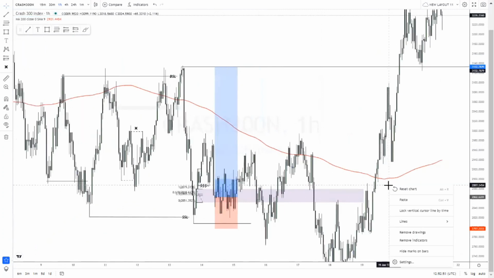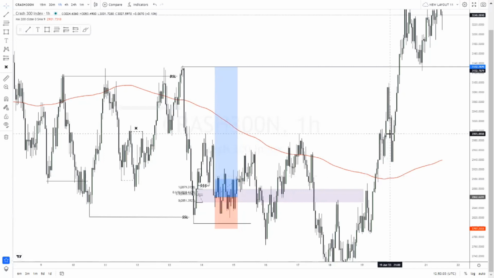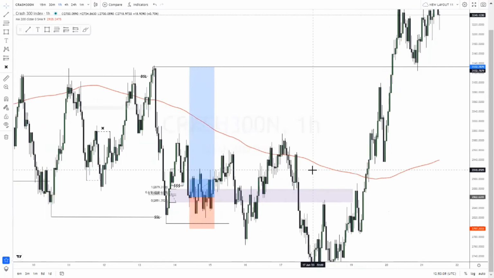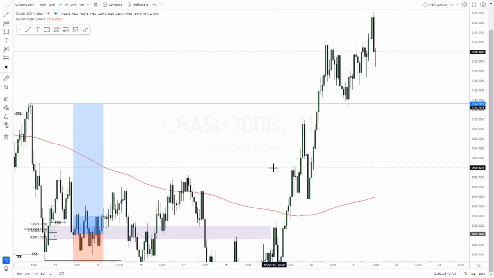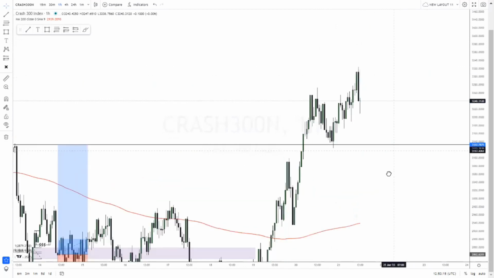So now, how do I make use of the 200 EMA? That's the next thing I'm going to be talking about. First of all, I finish my analysis. I use the 200 EMA for confirmations, so I first of all analyze.